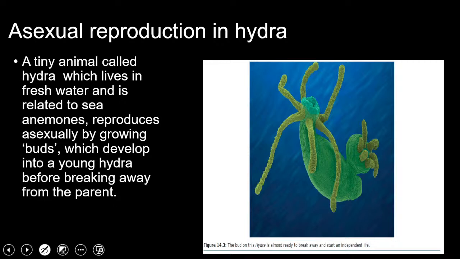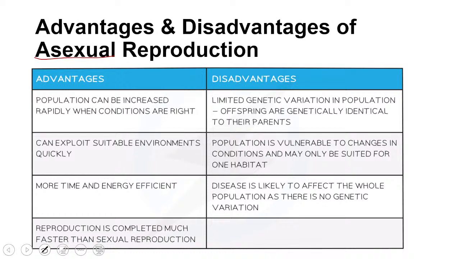So we also have asexual reproduction in Hydra. This is Hydra, a tiny animal called Hydra which lives in fresh water and is related to sea anemones. Population can be increased rapidly when conditions are right. Yes, you just require one single parent. So that single parent can, if the conditions are right, increase the population rapidly whenever they want.